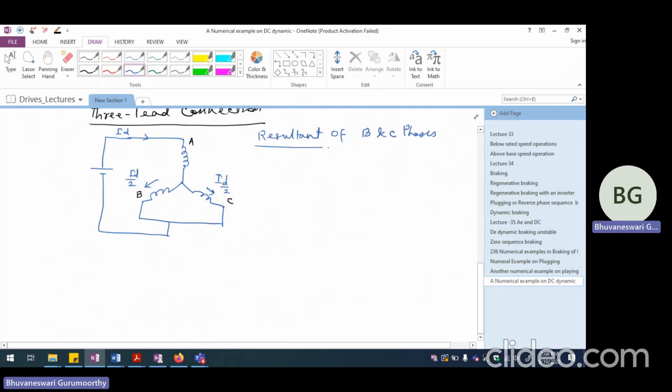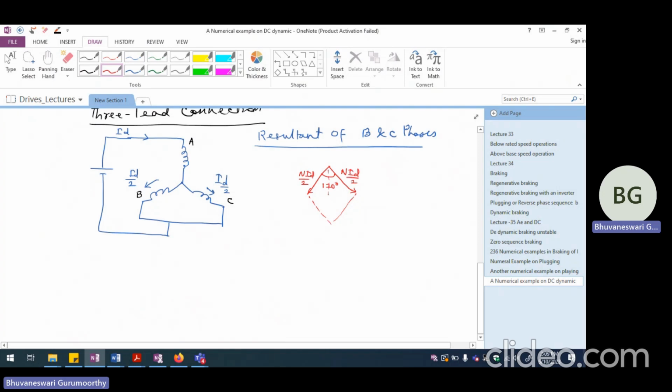So if you look at it, I'm going to have B phase MMF somewhat like this, and C phase MMF is like this. This is 120 degrees. So when we apply the law of parallelogram, this is going to be NID divided by 2. This will also be NID divided by 2. If I assume it is minus ID, it is minus ID both ways. So I don't have to worry about the sign too much.